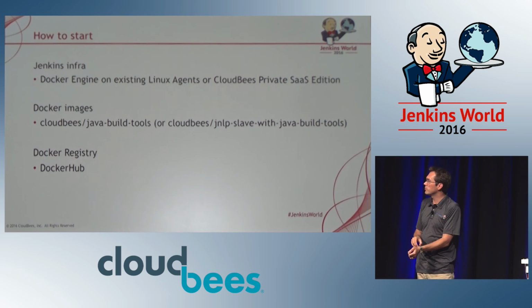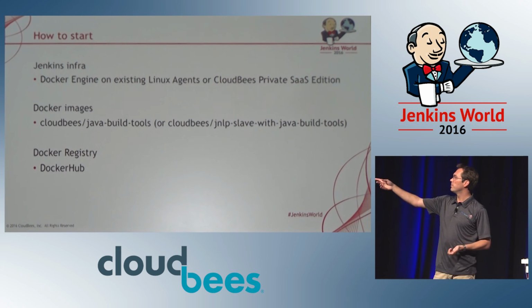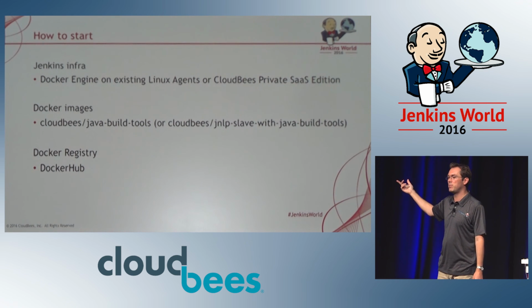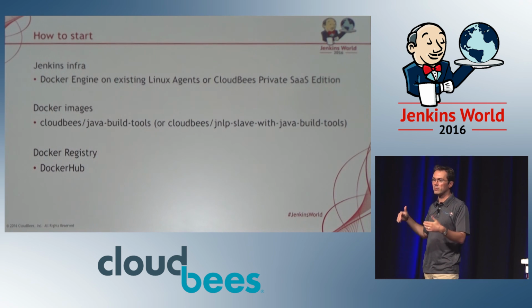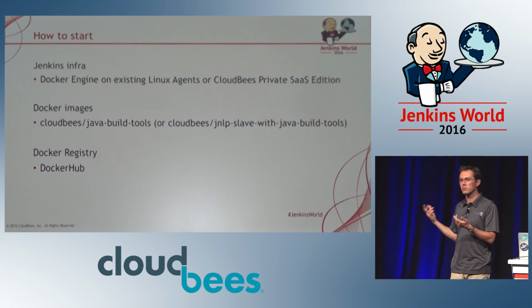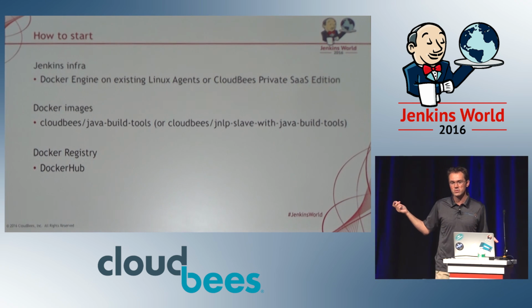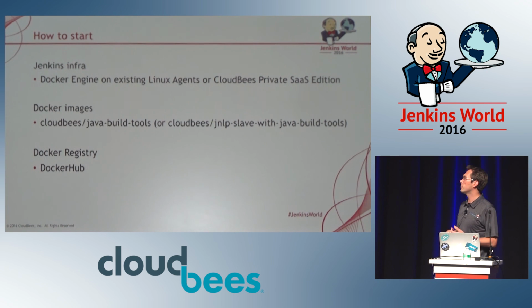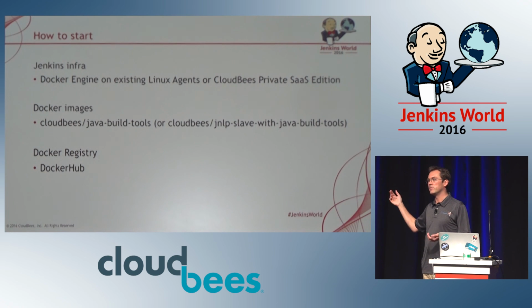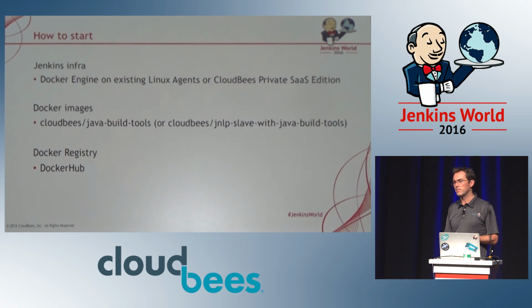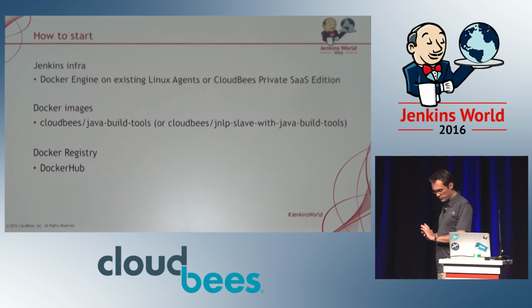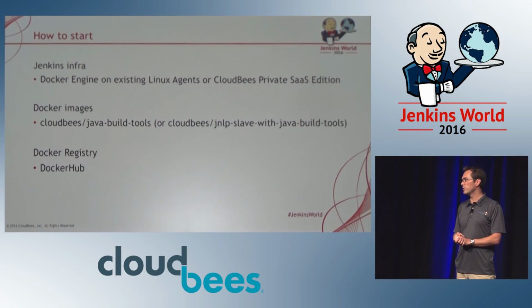Once you have chosen how to Dockerize your Jenkins infrastructure, for the Docker images, the CloudBees Java Build Tools image can help because it covers many use cases already, and it probably helps to fork this or to copy-paste some fragments to create your own image, or you can find other images on Docker Hub. Then another very important part of this Dockerized infrastructure is the Docker registry, and I propose you simply start with Docker Hub, and then look at private registries.